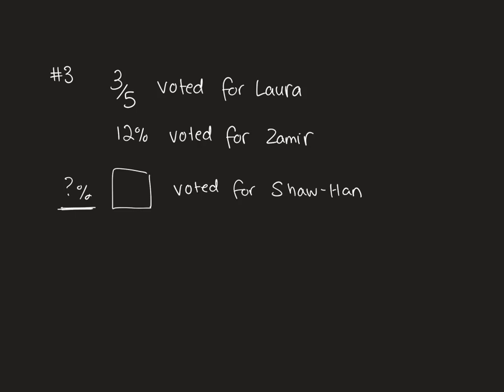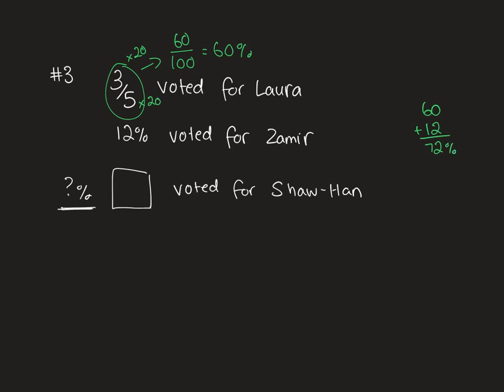So our first step is to turn 3/5 into a percent, and we do that by making it into a fraction out of 100. Because we multiply 5 by 20, we also multiply 3 by 20, which gives us 60. So as a percent, this would be 60%. Then we need to add up the percentages that we know. So we have 60% and 12%, so that gives us 72%.